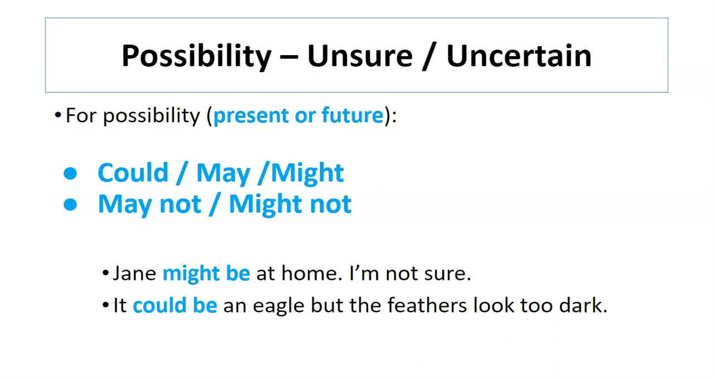For example, Jane might be at home. It's possible that Jane is at home. It could be an eagle, but the feathers look too dark. It's possible it's an eagle, but the feathers look a different color, so possibly not.